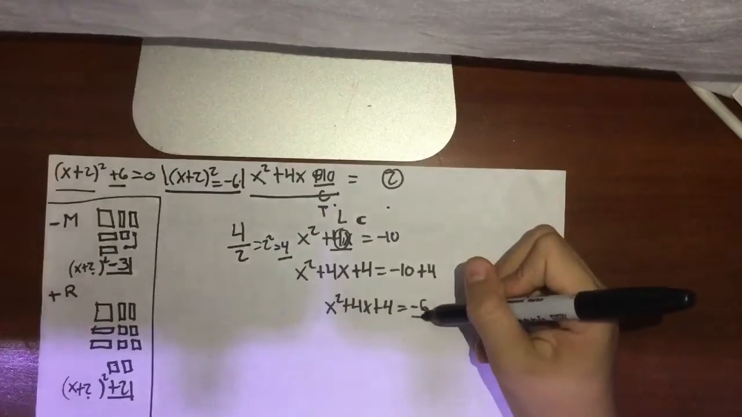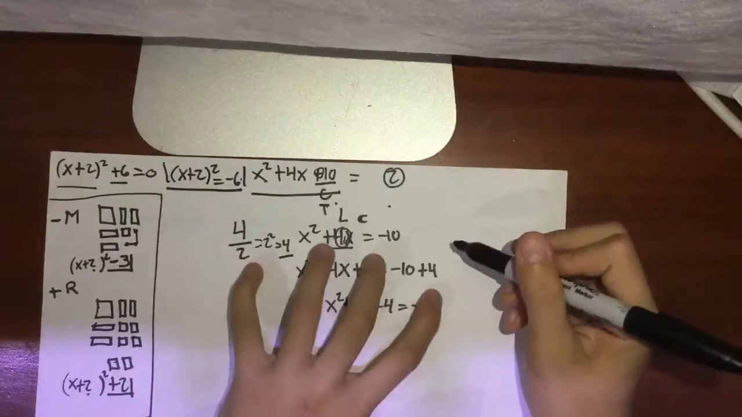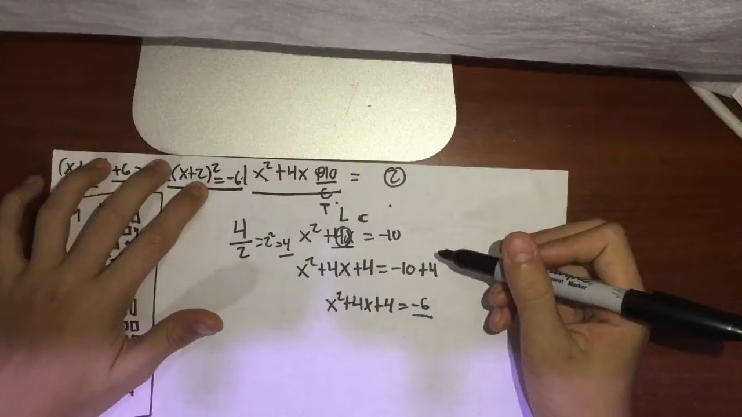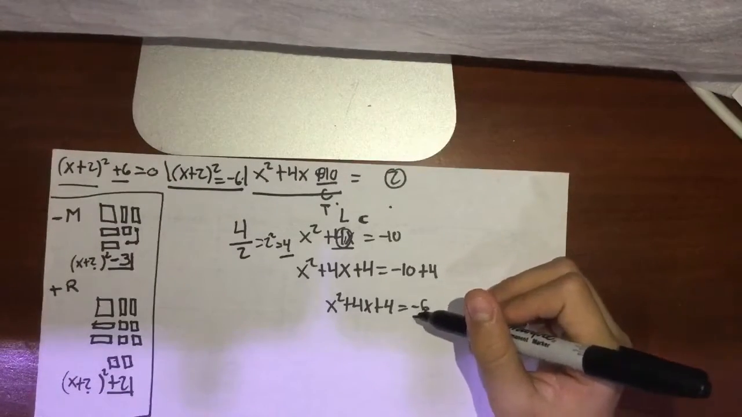So here we have negative 6. We have the first relation, doing the manual process with the algebra tiles process. What's left is to find the solution to the perfect square trinomial.